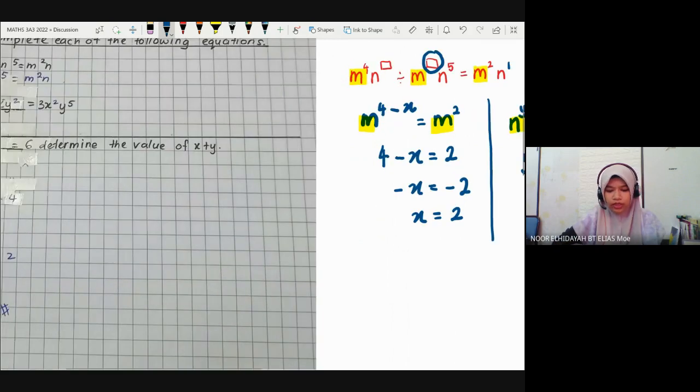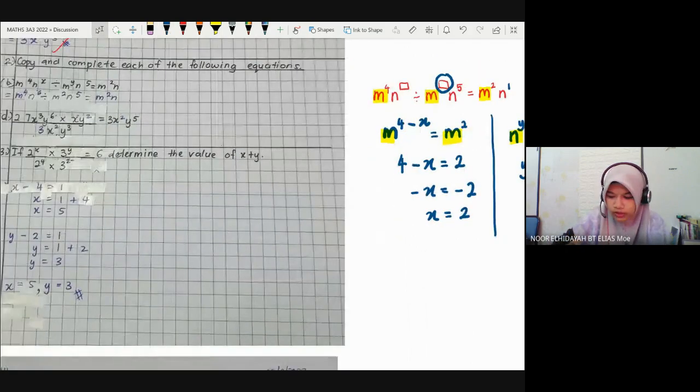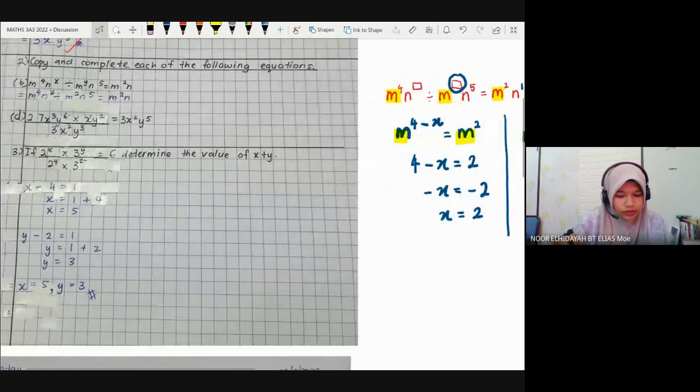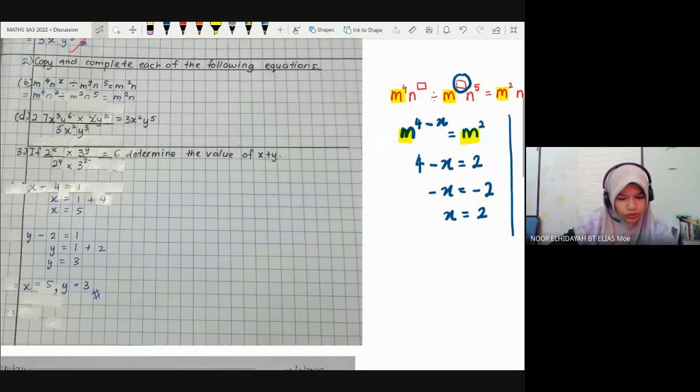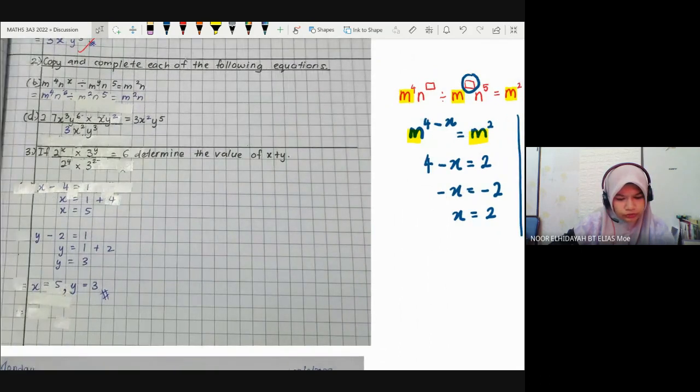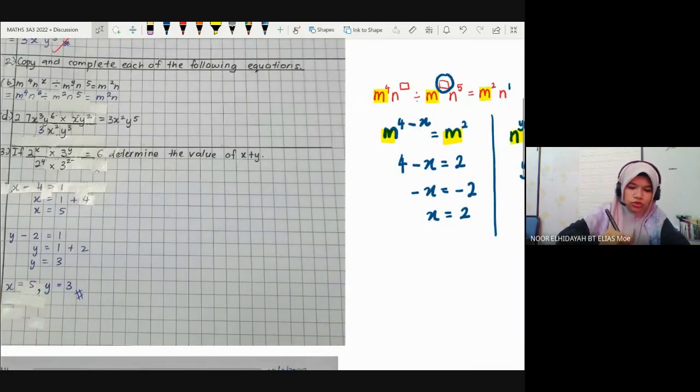Okay, we'll look at whether your friends put the correct answer. Here, m2, n power of 6, n equals to 6. Okay, so this one 6, correct.